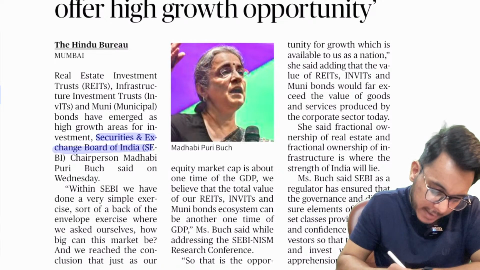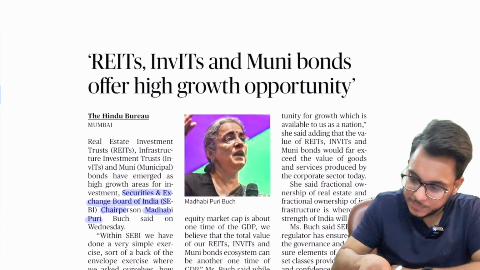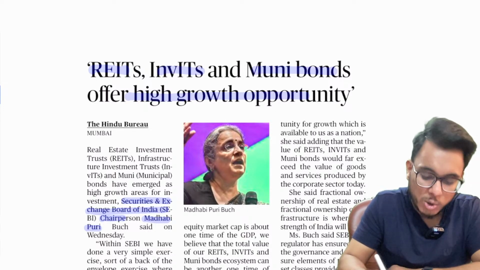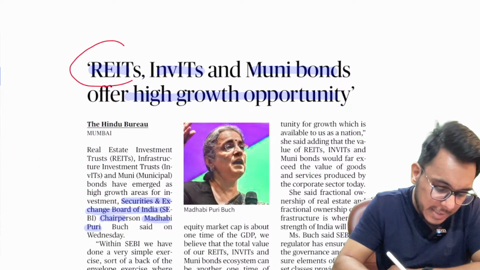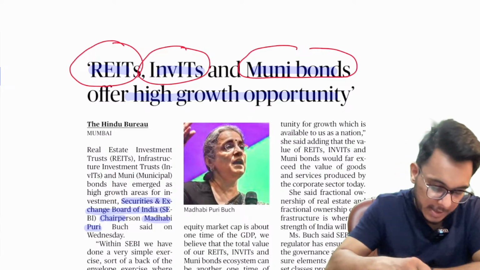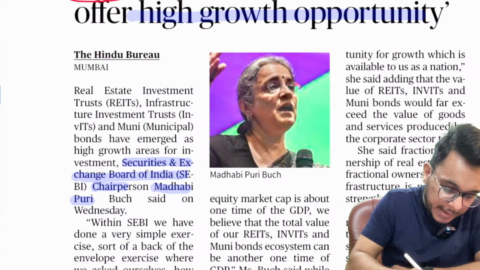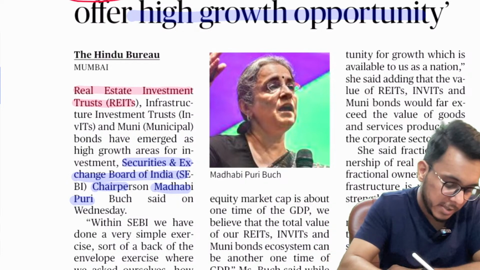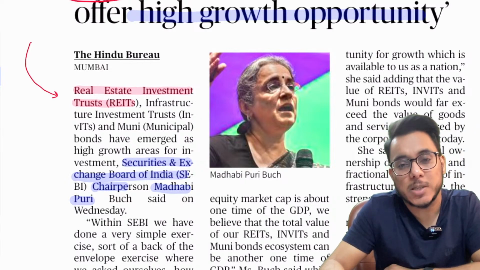Securities and Exchange Board of India, SEBI chairperson Madhabi Puri, had said that REITs, InvITs and municipal bonds offer high growth opportunity. So just as a matter of concept for the economy, we need to see what these REITs, InvITs and municipal bonds are. Okay, so first of all, REITs. REITs stand for Real Estate Investment Trust. What is it? It is an investment option. It is an investment tool.